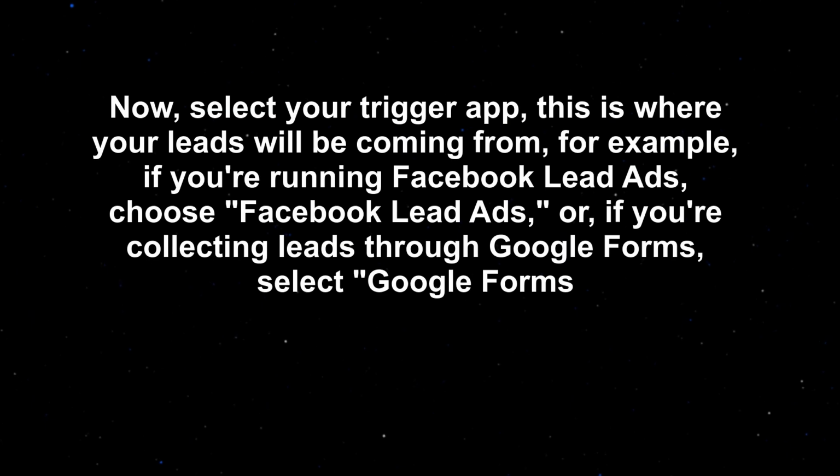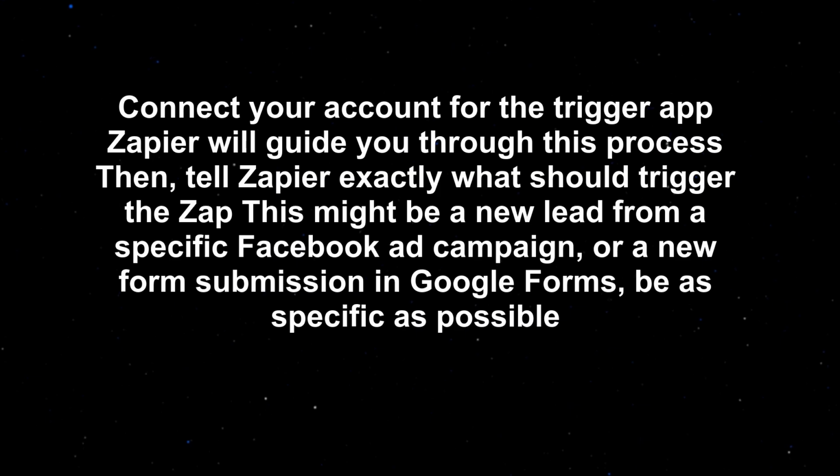Now, select your trigger app. This is where your leads will be coming from. For example, if you're running Facebook lead ads, choose Facebook lead ads, or if you're collecting leads through Google Forms, select Google Forms. Connect your account for the trigger app, Zapier will guide you through this process.